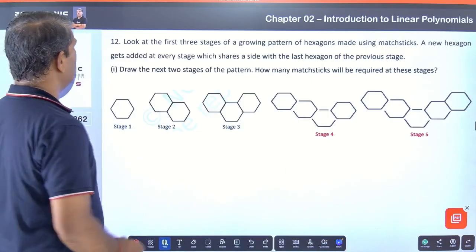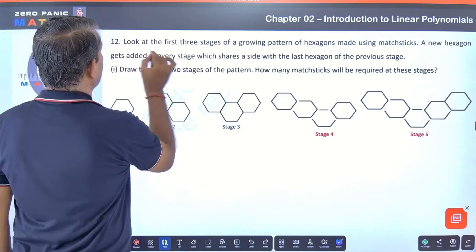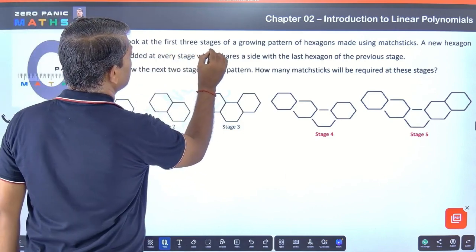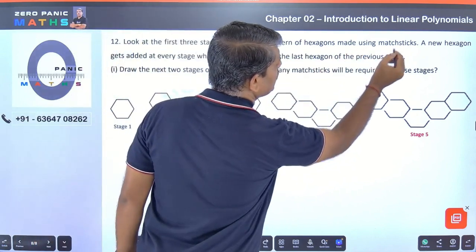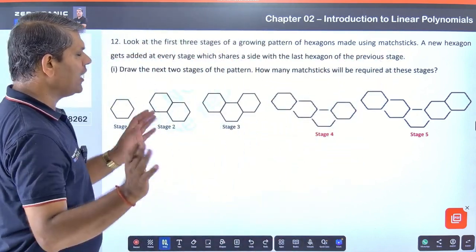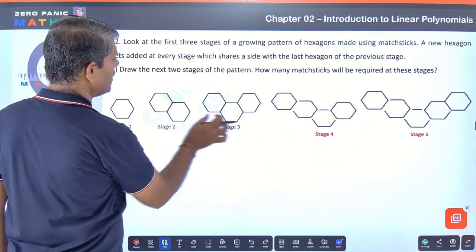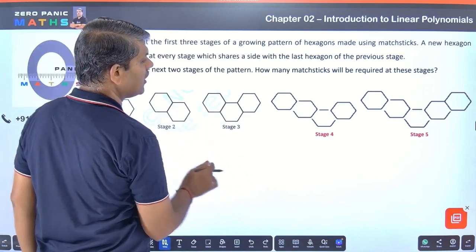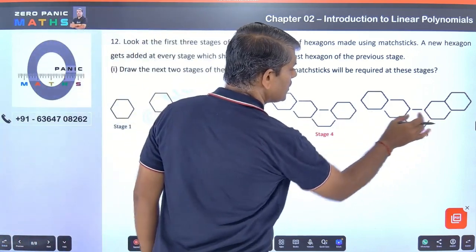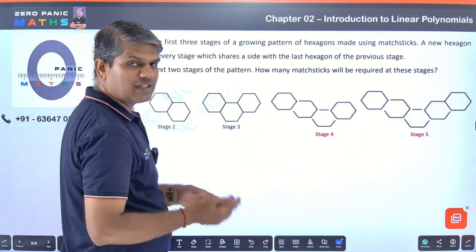Okay. Now look at the next problem. Look at the first three stages of a growing pattern of hexagons made using matchsticks. Assume that there are three stages; in the book also there are three stages. The first three stages are given. Stage 4 and stage 5 are the stages that I have drawn.